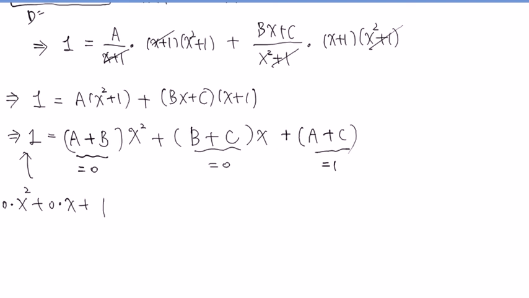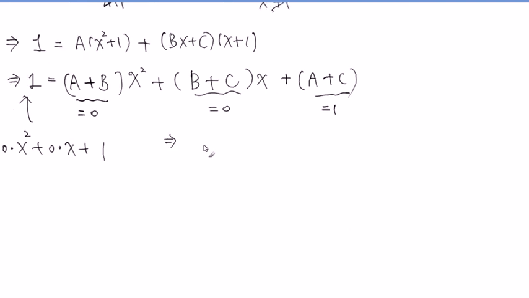So this gives us what kind of equation? a plus b is 0, b plus c is 0, and a plus c is 1. This is called a linear system of linear equations. So if you can solve this system, that's the answer.